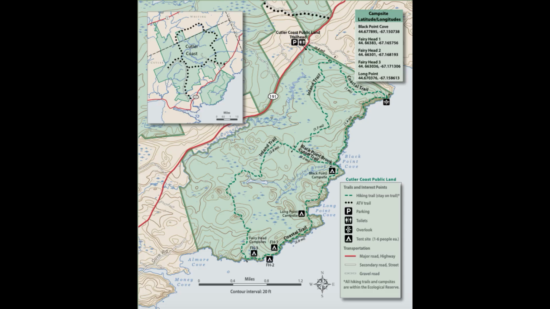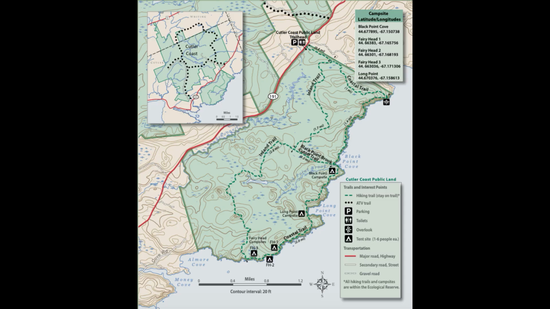On the first night, the group is scheduled to camp at the Black Point campsite. If an evacuation were required from this location, the group would travel northwest along the Black Point Brook Cutoff Trail until reaching its junction with the Inland Trail. From there, they would continue northwest on the Inland Trail back to the Cutler Coast Public Land Trailhead.